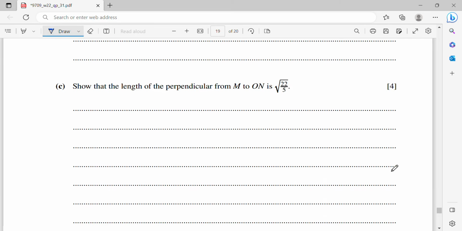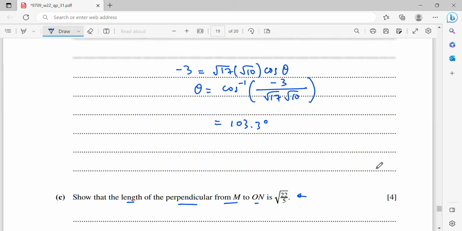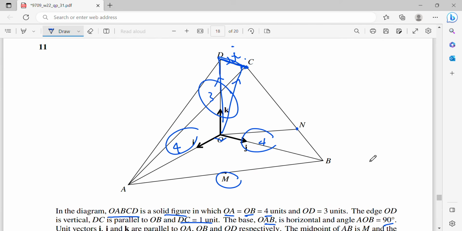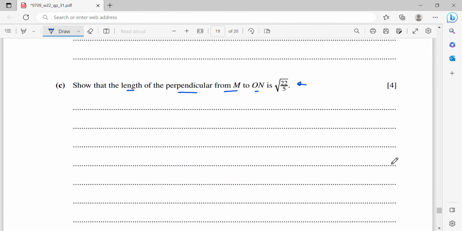Right, so now C, show that the length of the perpendicular from M to ON is square root of 22 over 5. Okay, let's see the diagram. M to ON. This is our ON. Here is the M. Let's say here is 90 degrees. Let this be P. So you need to show the distance PM equals the given value. So let me simply draw it. So let's say here is O, this is N, here is M. You need to get the P. Okay, so what is the PM length?